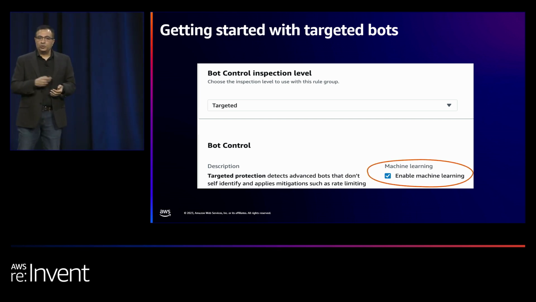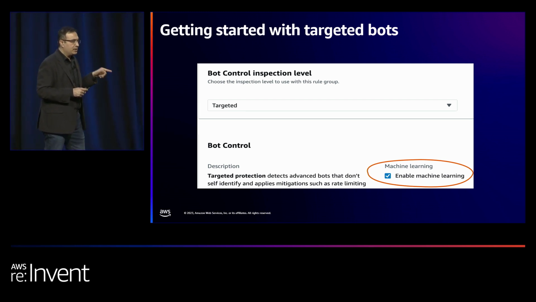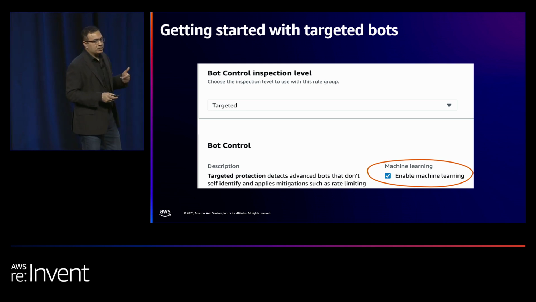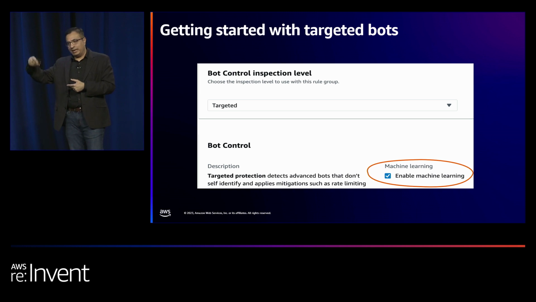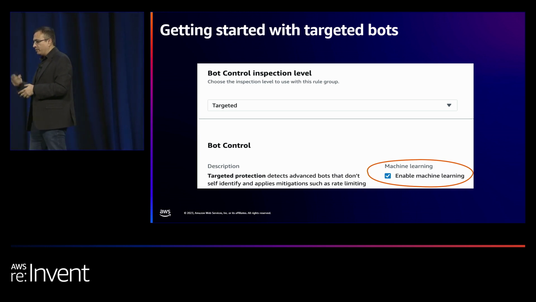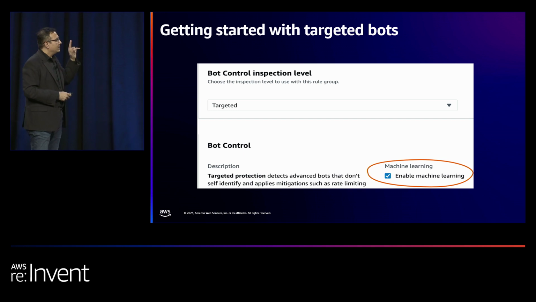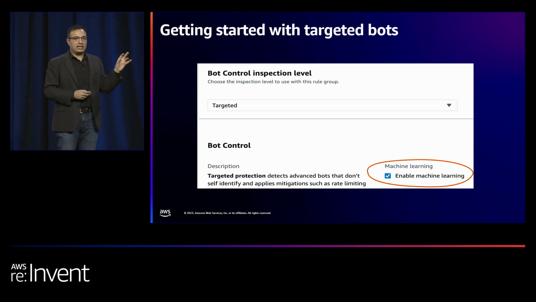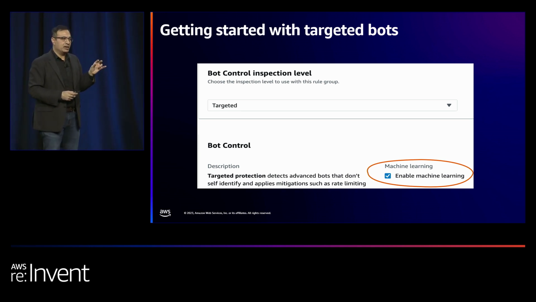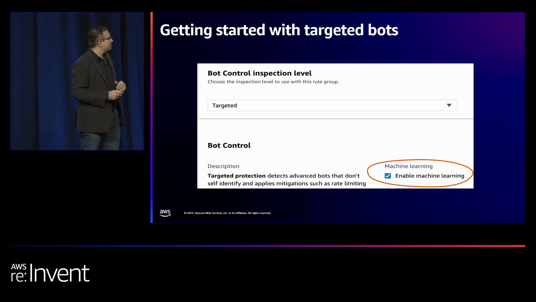There's an option here to use machine learning. It is enabled by default. When this option is enabled, it allows AWS WAF to capture website traffic statistics and run them through our ML models and provide detections for the level of confidence of what we believe that this request is coming from a bot or from a human. This is optional. If you do not want AWS WAF to use your website traffic statistics and run them through machine learning, this option can be turned off, but it is enabled by default.